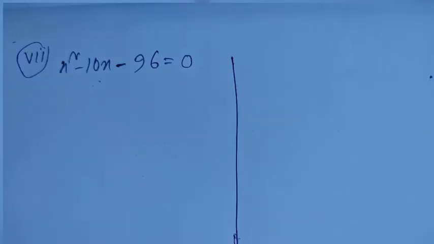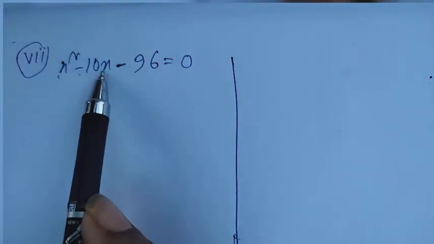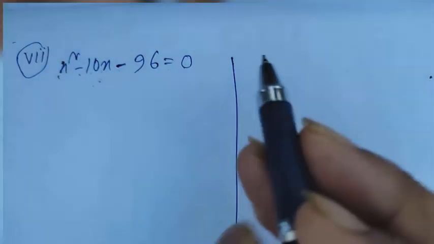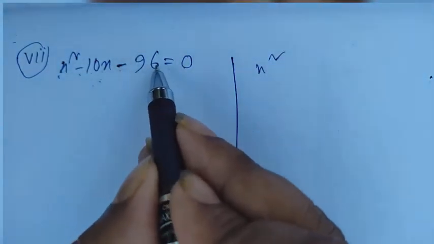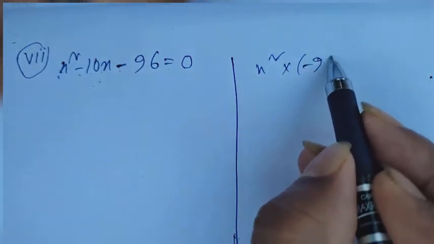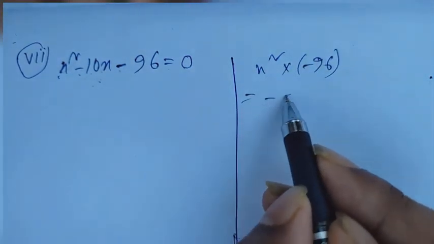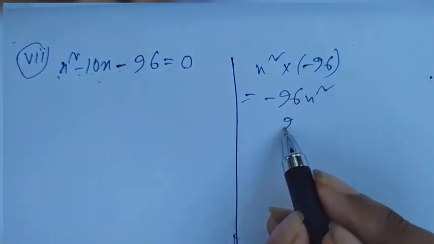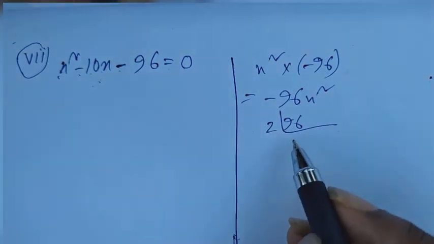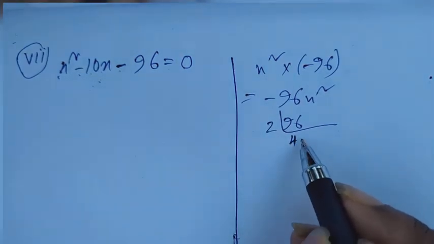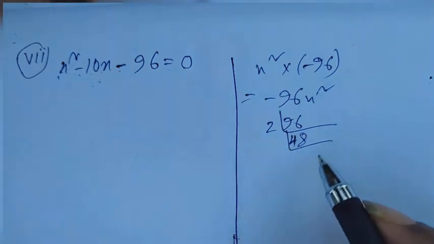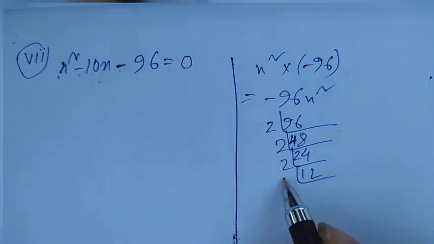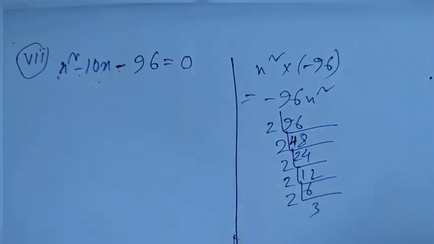Now it's question number 7, that is x squared minus 10x minus 96 equals 0. Again we will take the two terms, that is x squared, the first one, and the last one, minus 96. If you multiply, you will get the answer minus 96 x squared. Now we will find the prime factorization of 96: 2 times 48, 2 times 24, 2 times 12, 2 times 6, 2 times 3.